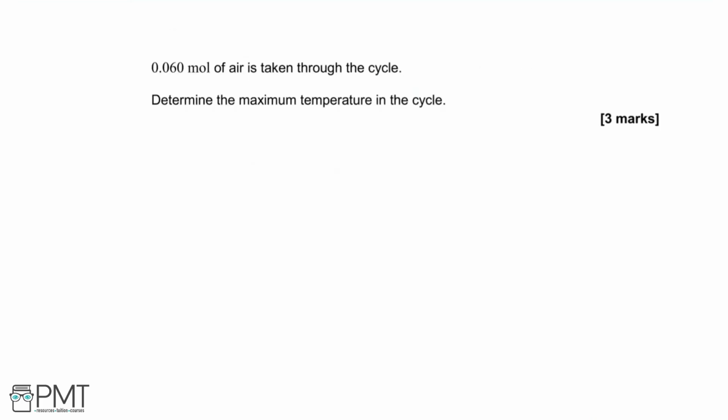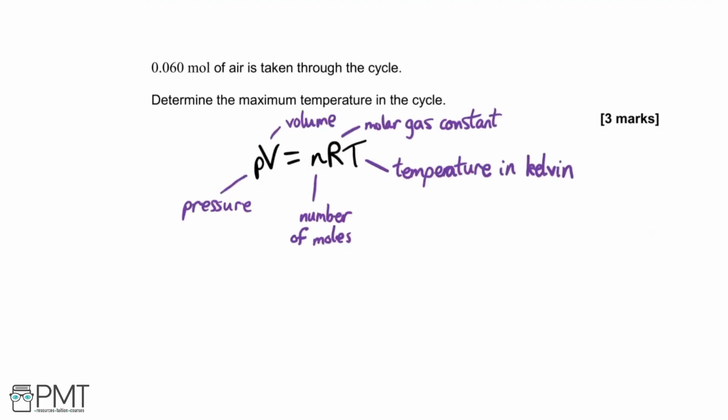0.060 moles of air is taken through the cycle. Determine the maximum temperature in the cycle. For this equation, if we're dealing with a number of moles of gas, we need to use the ideal gas equation. I'll just add some labels there. So we have pressure times volume is equal to the number of moles multiplied by the molar gas constant multiplied by the temperature in Kelvin. And it's really important there that that temperature is in Kelvin and not degrees Celsius. So let's go back to the graph to work out when that maximum temperature would take place.